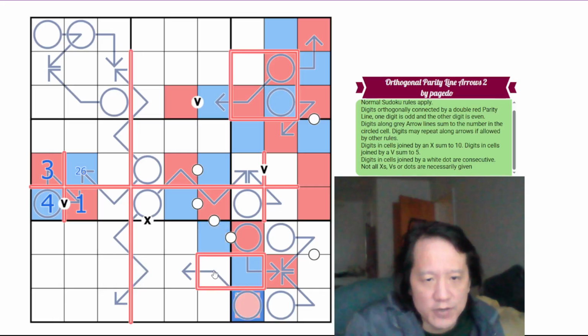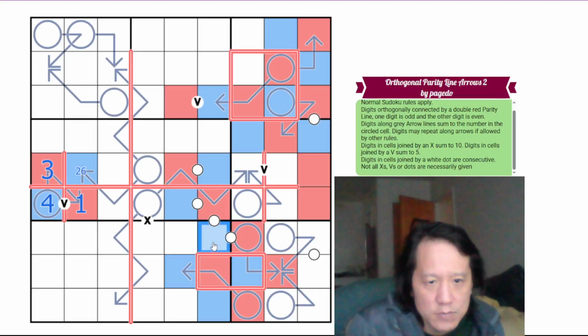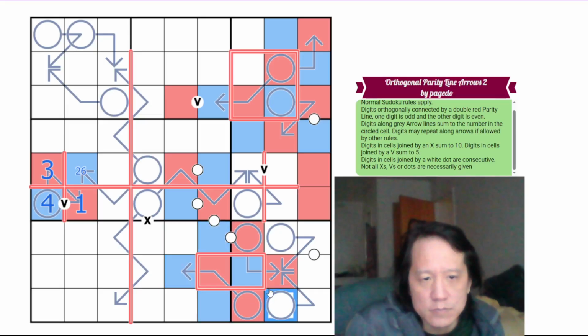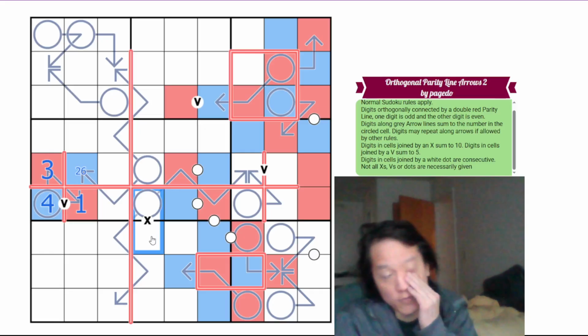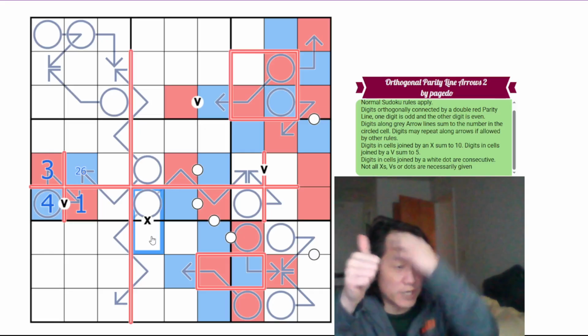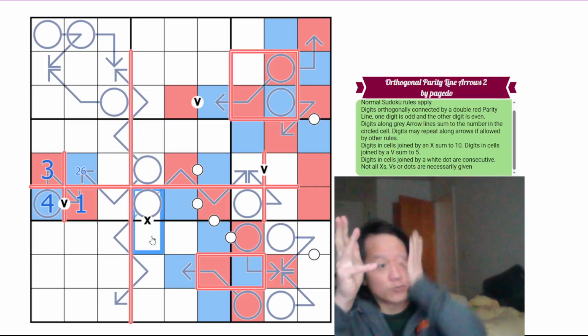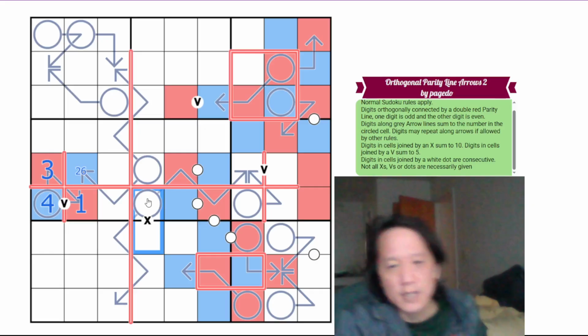Odd must have an even and an odd. This is even, which forces this to be odd, which forces this to be even, and this to be even. These are the same parity. Whenever you have a 10, it's either 1, 9, 2, 8, 3, 7, and 4, 6. Notice they're all the same parity.